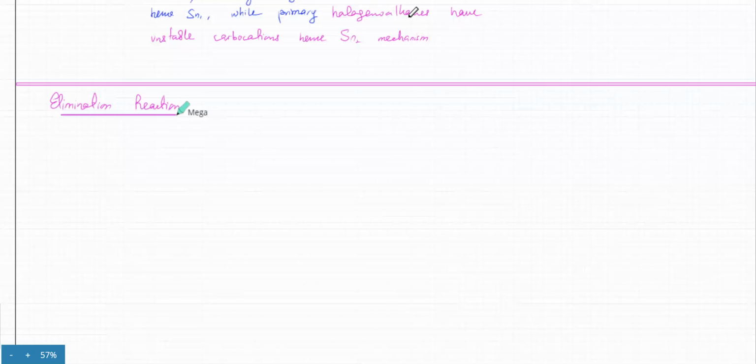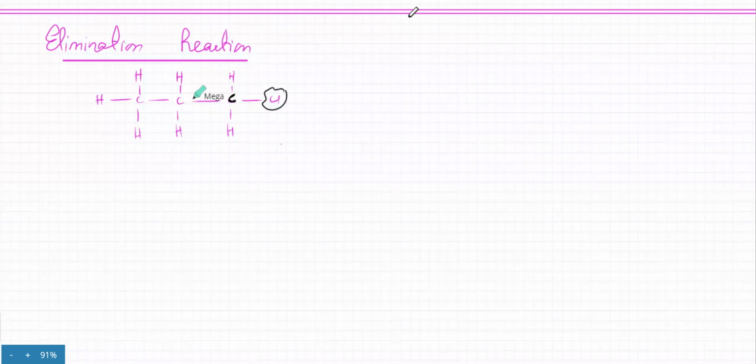Now, in an elimination reaction, you have a halogenoalkane. Let's say there's Cl and there's H and H. Let's say this is H as well. In an elimination reaction, one of the carbon atoms loses the Cl, and the immediate neighboring carbon atom loses an H. They're both gone. And the result is an alkene.